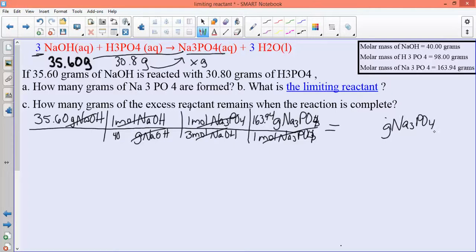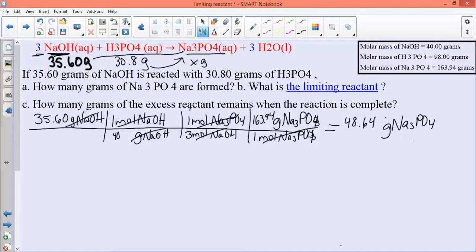When I do the math, I will say 35.6 times 163.94 equals, divided by 40 equals, divided by 3 equals, and I got 48.64. What this tells me is that if all of my 35.6 grams of sodium hydroxide are used and get put into the product, that will have 48.64 grams of sodium phosphate produced.